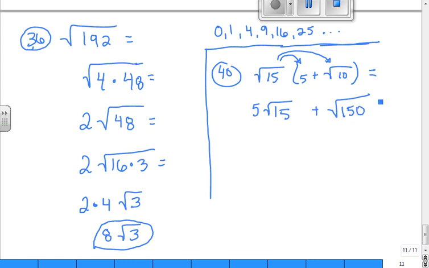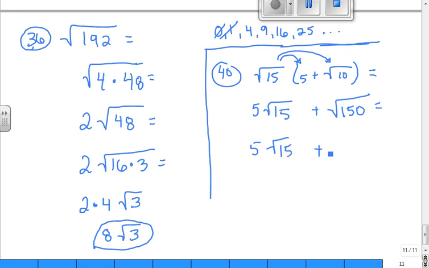Now let's see if I can simplify any of these. Square root of 15, let's see, 1 and 2 don't help us. 4 doesn't go into 15. 9 doesn't go into 15. 16 is already too big, so we can't simplify the square root of 15. We're just left with 5 square root of 15 over here.